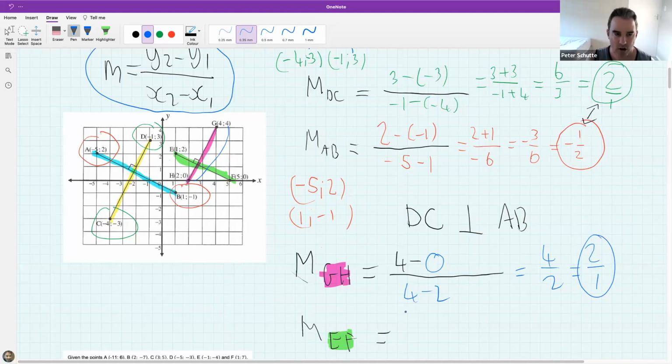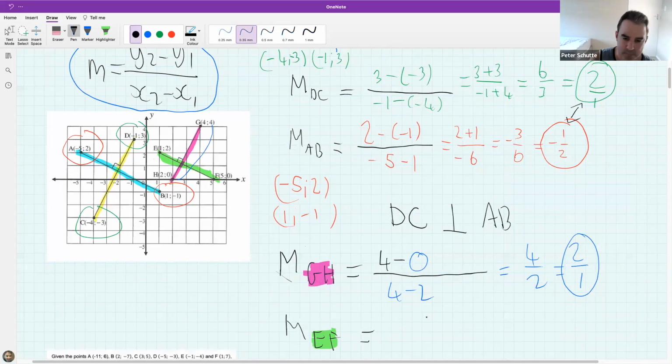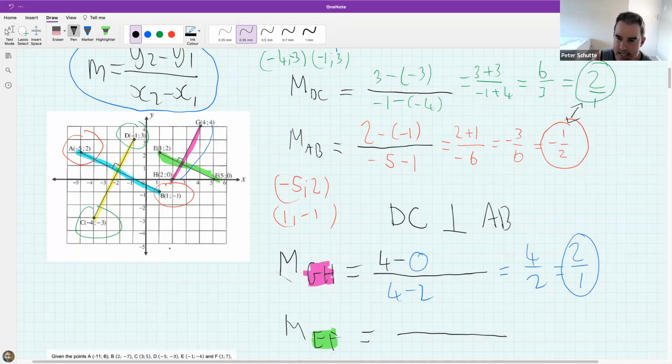Now, what's my gradient of EF going to be? That's this green one over here. And then we're going to sit back and make some conclusions. Aha, I see that. So for EF, we've got 0 minus 2 on the top. So I'm just taking these two. And then 5 minus 1. So I get -2/4 or -1/2.